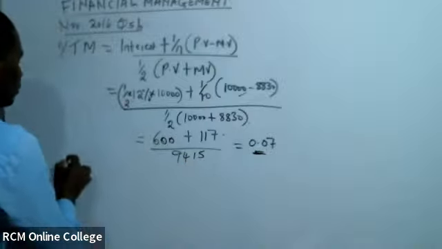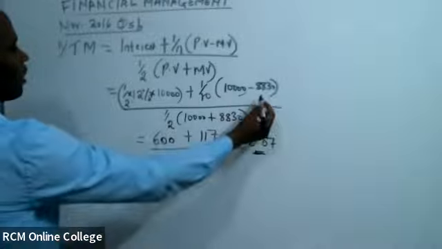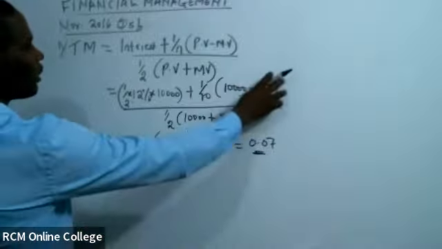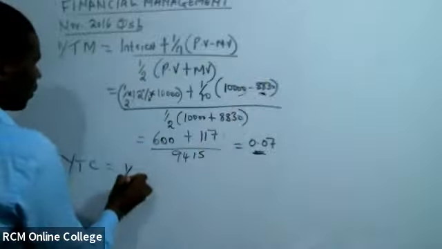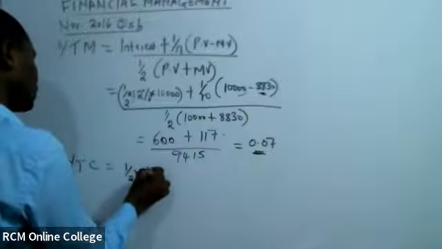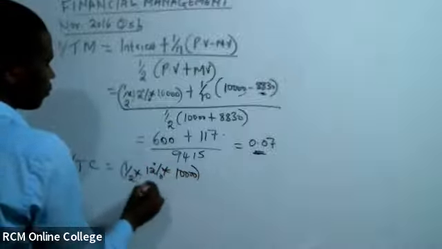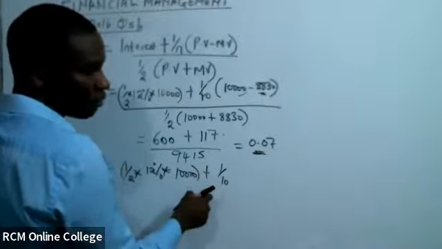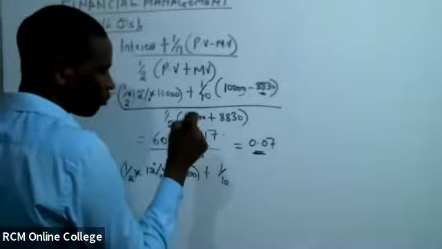When it comes to the yield to call, the only difference will be that we shall now change the callable amount. This market value, we shall replace with the callable amount. So it will be just the same: half of interest, 12% times 10,000 par value remain, times 10,000, so that's the same, plus 1 over 10. Remember now here we shall multiply our callable for 5 years.